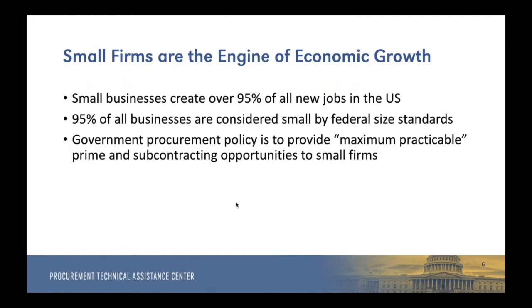So that's why you'll see 95% of all businesses are considered small, which means most likely your company would be considered small by federal size standards. And that's important because that can be used in your marketing plan, because government procurement policy is to provide the maximum practicable prime and subcontracting opportunities to small firms. So essentially, the government wants to spend as much as they can on small businesses in the United States.